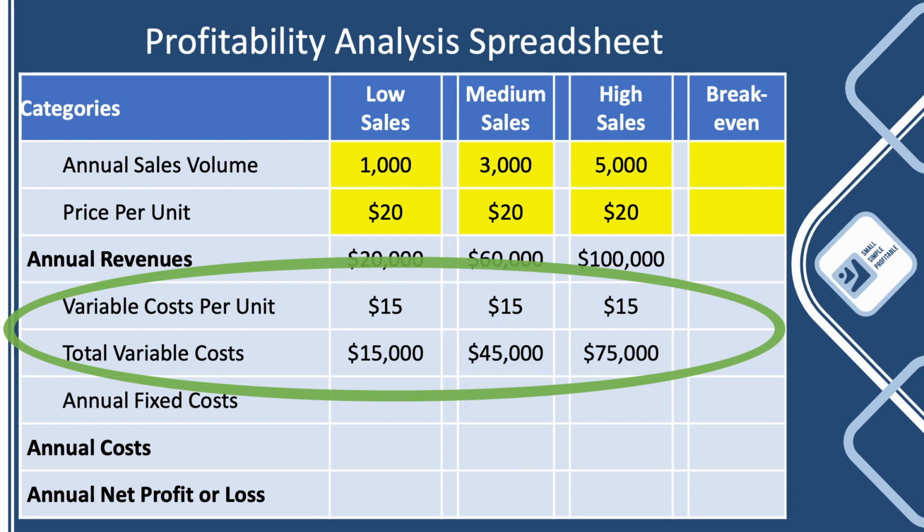In the medium sales column, variable costs per unit of $15 an hour times 3,000 hours of annual sales will equal $45,000 in total variable costs. In the high sales column, variable costs per unit of $15 an hour times 5,000 hours in annual sales will equal $75,000 in total variable costs.